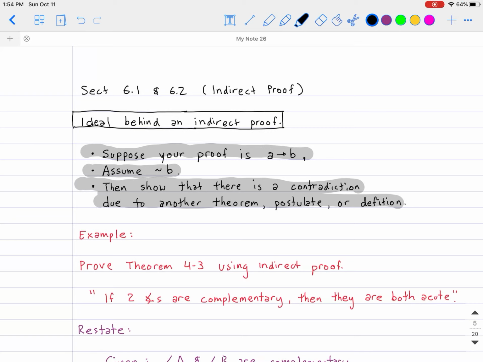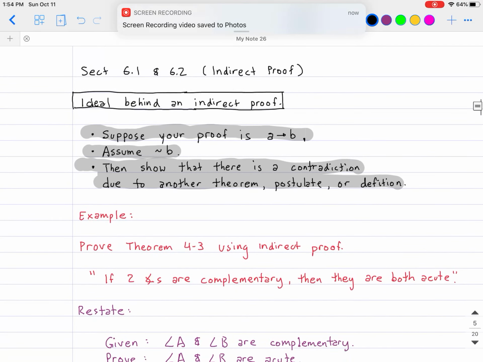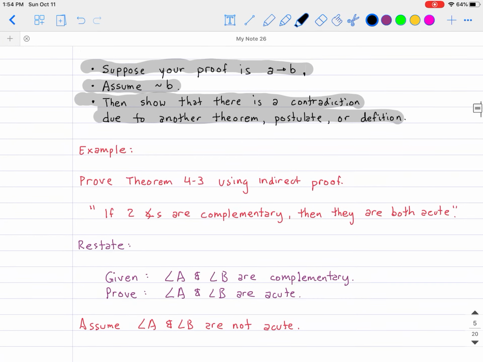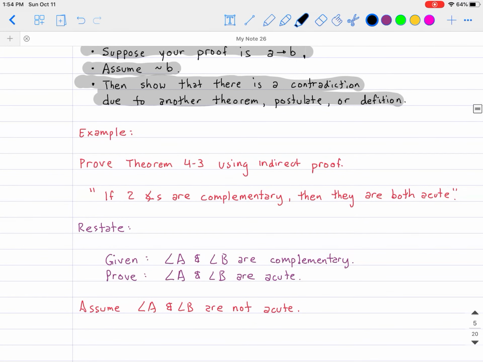And it's going to contradict something that you have either proved before in a theorem, or maybe a postulate that you know, or maybe some sort of definition. I can't spell definition for some reason, so hopefully you can forgive me there. Let's look at some examples of how an indirect proof actually works.